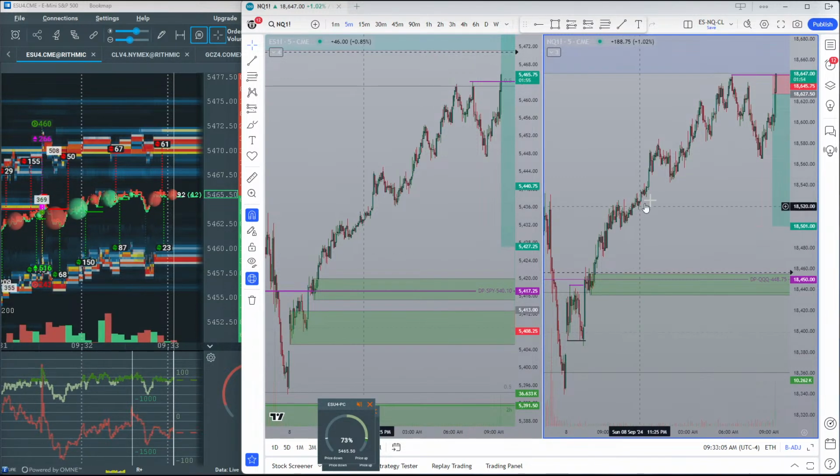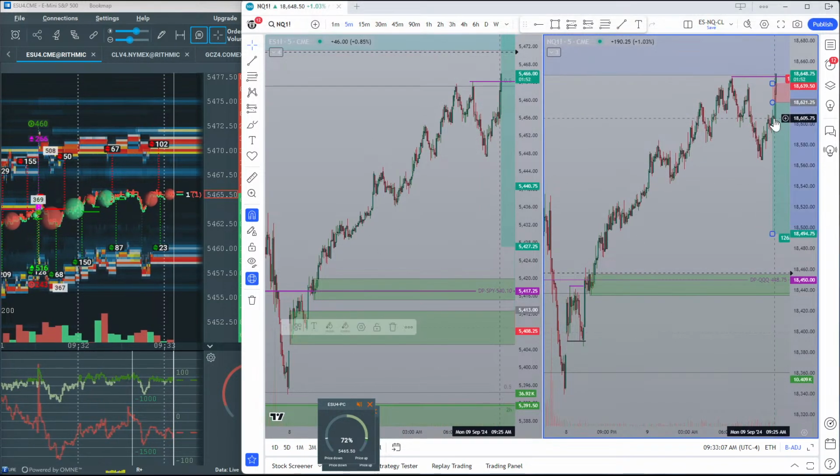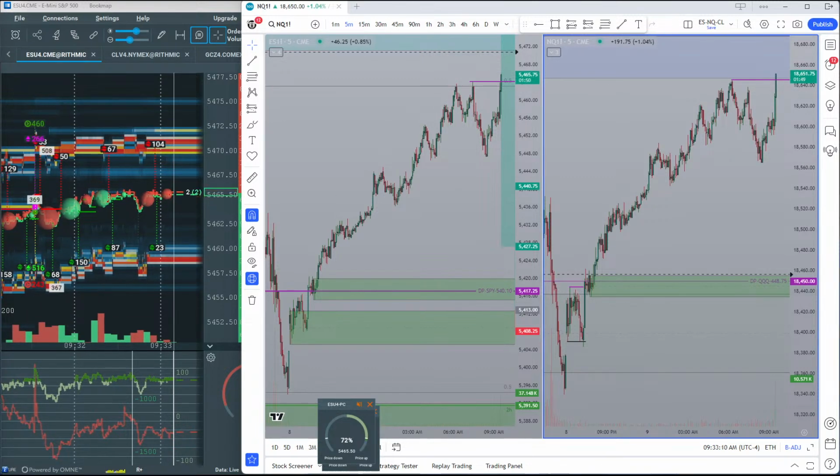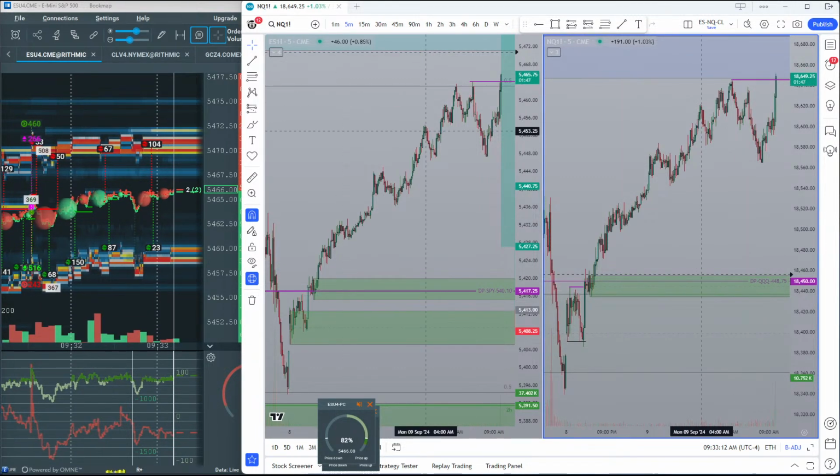Okay, so shorts are invalidated. We broke highs on both. No more divergence. Not in any trades yet. Still sitting in cash. Patience, patience.